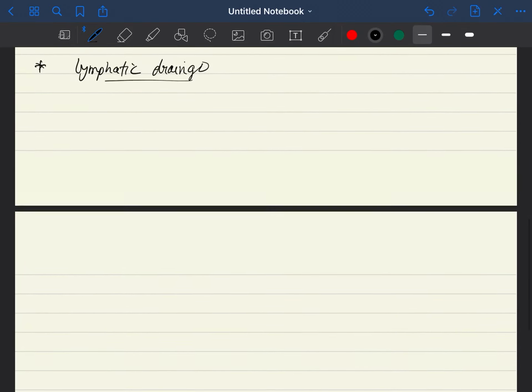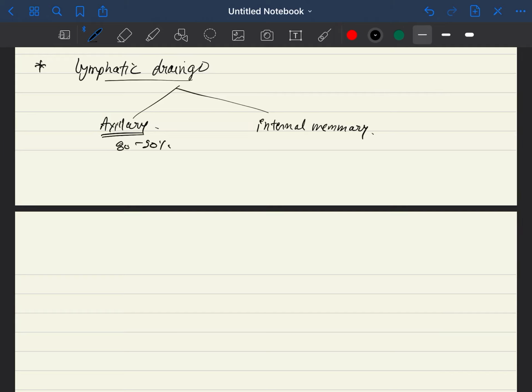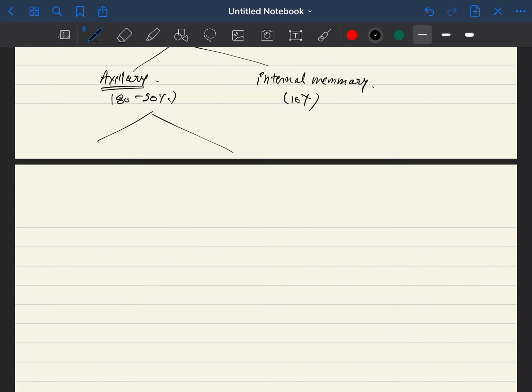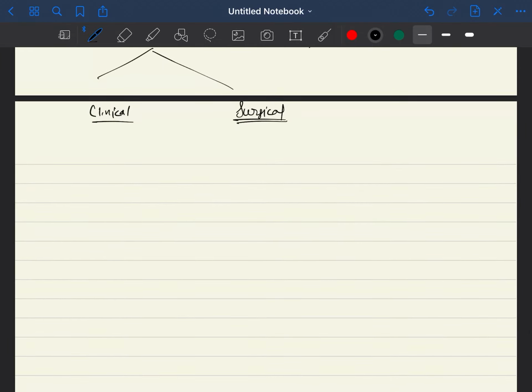So there are two types of lymphatic drainage. One is axillary lymphatic drainage. The other one is internal mammary. The axillary drainage is 80 to 90%, so we will talk about it. The internal mammary is only 10%. The axillary is divided into two parts. The first one is clinical, the second one is surgical. Obviously we will read about the surgical one.